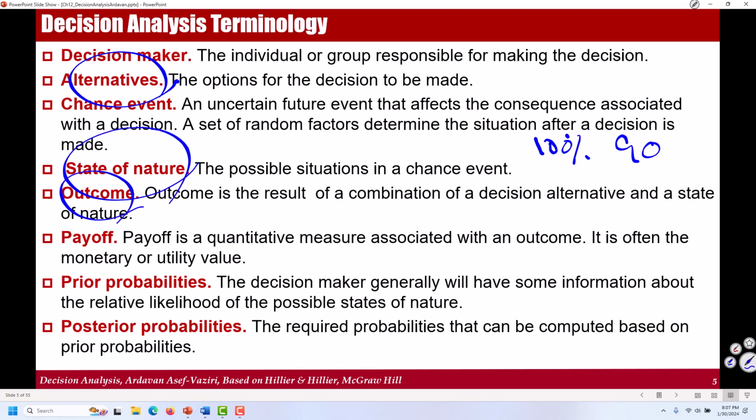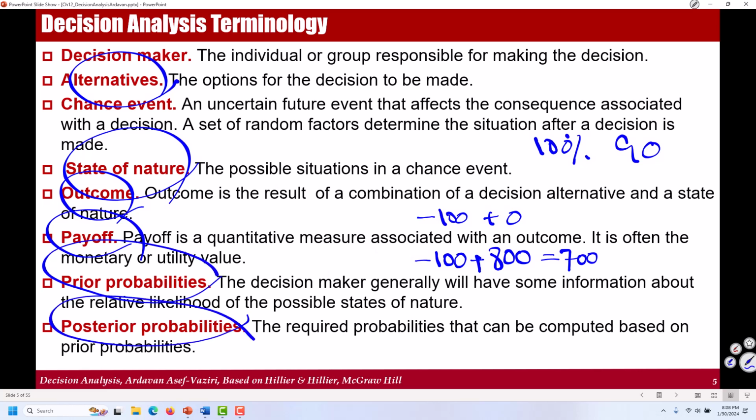Outcomes are the result of a combination of decision, alternative, and state of nature. So if we decide to drill and if the land is dry, the outcome is dry land, and the payoff associated with that dry land is negative $100,000 that we spend plus $0. If it is oil, the payoff is negative $100,000 plus 800 positive, which makes it 700,000. We will have prior probabilities and posterior probabilities. We will discuss them later.